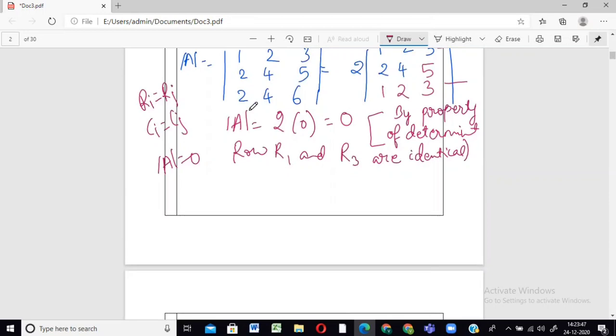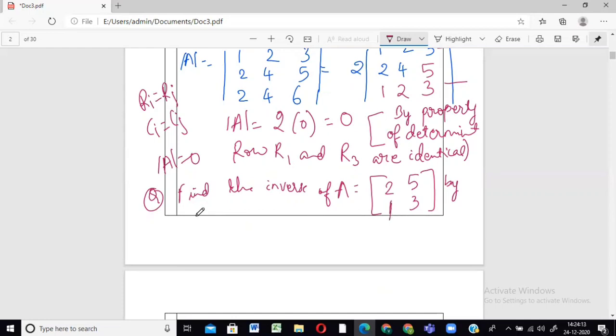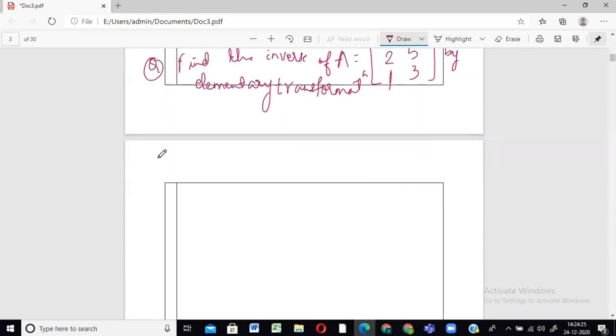Now we saw whether the inverse of the matrix exists or not. Now they're telling us to find the inverse of a matrix by elementary transformation. For example, find the inverse of matrix A, which is 2, 1, 5, 3 by elementary transformation. So let us write A is nothing but 2, 1, 5, 3.